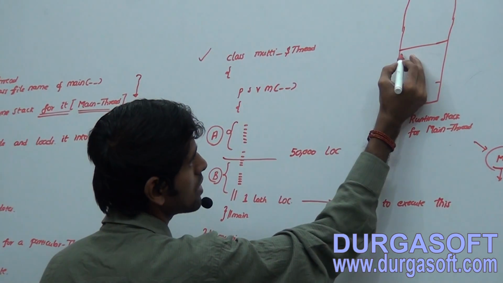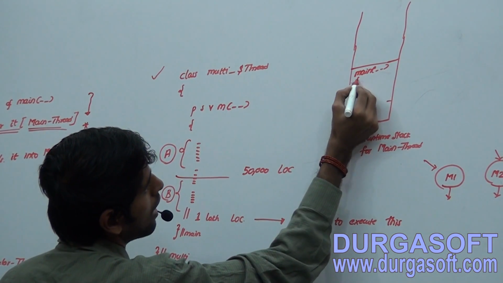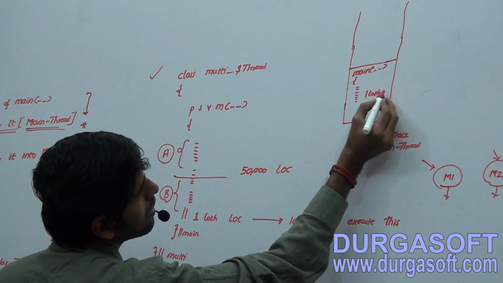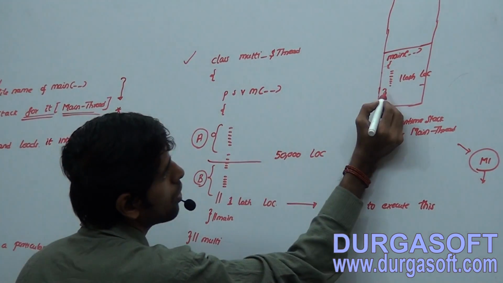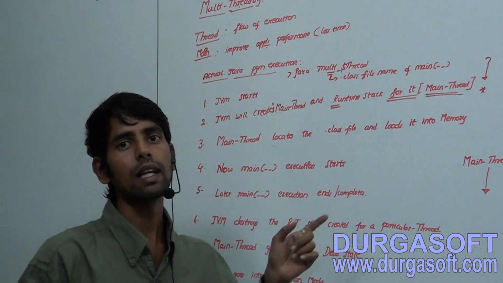Now think that it is the main method. Our code has been loaded. Say one lakh lines of code have been loaded, guys. Now it is going to get executed by whom?